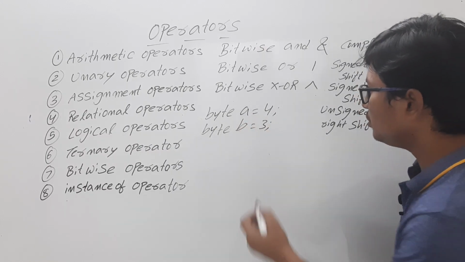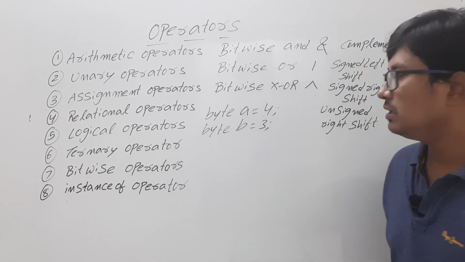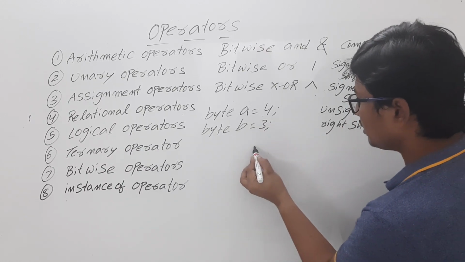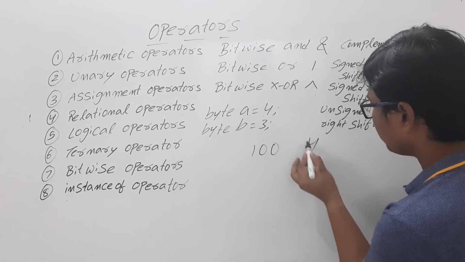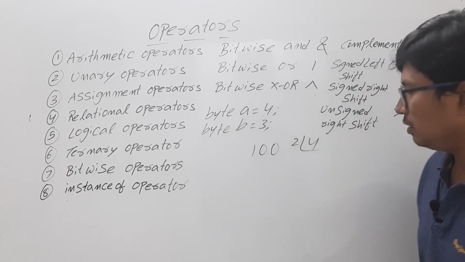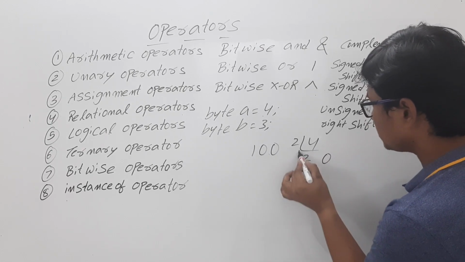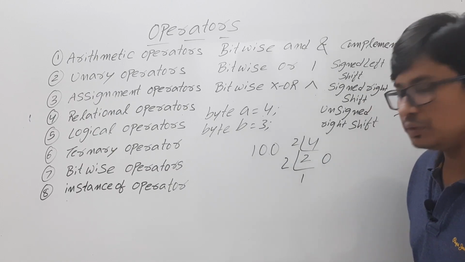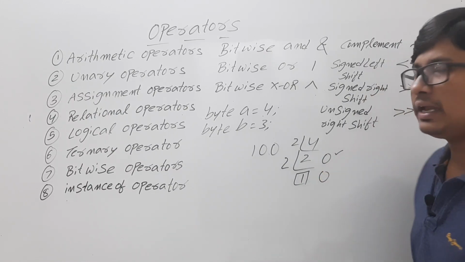Okay, so if you do that one, how can you represent the 4 in the binary number? The 4 will be represented in the binary number as 100. How to do it? You take the 4, divide by 2. Two 2s are 4 and the remainder will be 0. Two 1s are 2 and the remainder is 0. This is your MSB bit and this is your LSB bit.